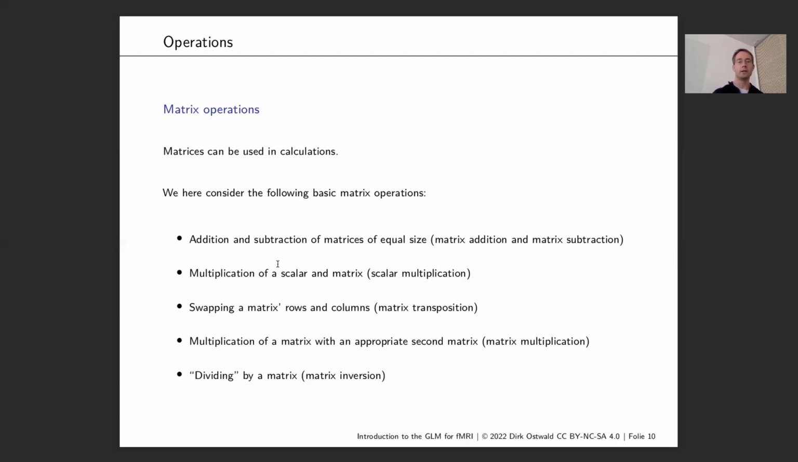We can multiply a scalar, so a number, with a matrix. That's called scalar multiplication. An important thing, although it's a little bit arbitrary in the beginning, is that one can swap matrix rows and columns. That's transposition. These 3 things are straightforward, and you will have no problem getting into that. These other 2 things, namely multiplying one matrix with an appropriate second matrix, matrix multiplication, and dividing by a matrix, are a little bit more time consuming to get into.